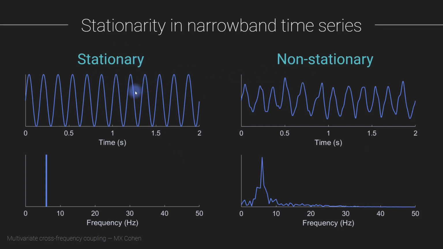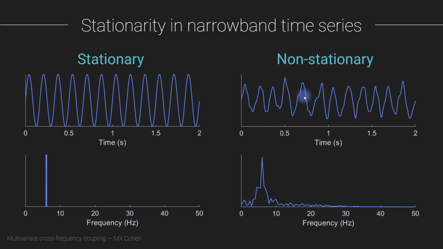For a narrowband signal, stationarity just means that the amplitude and the frequency of the signal are not changing over time. Basically, when you think of stationarity, you can think of a pure sine wave as being a stationary signal. So here's what it looks like in the time domain, and here's how it looks in the frequency domain. It's just a spike at the frequency.